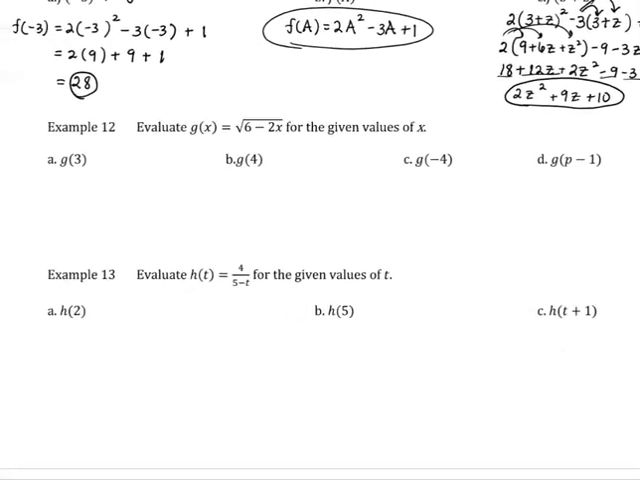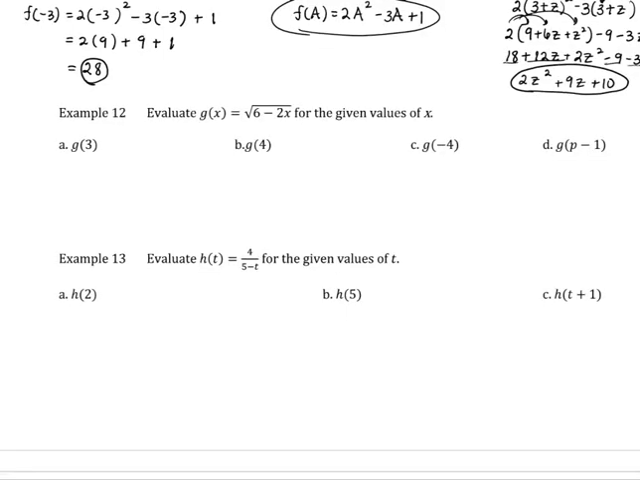Looking at example 12, we have 4 different expressions we want to evaluate here. Same thing, we are going to be plugging in these values into the function. So for g of 3, I'm replacing this x with 3. So I have the square root of 6 minus 2 times 3. 2 times 3 is 6. 6 minus 6 is 0, and the square root of 0 is 0.